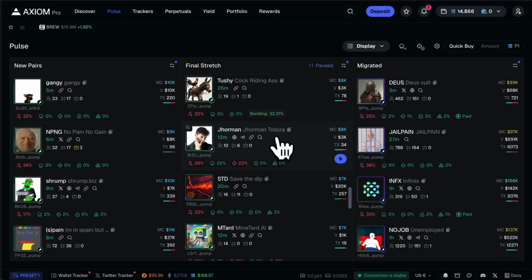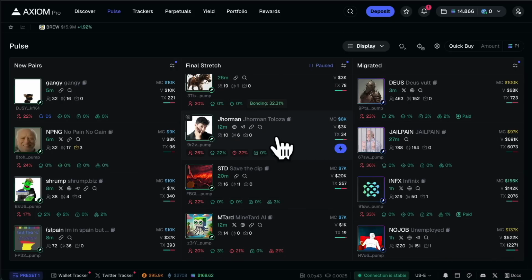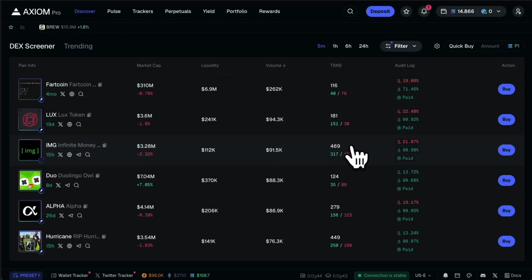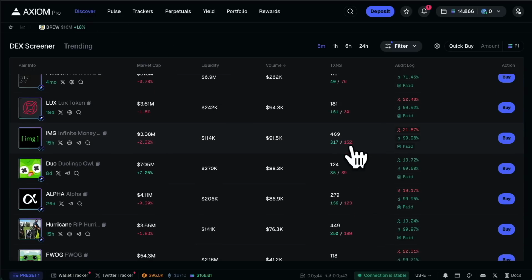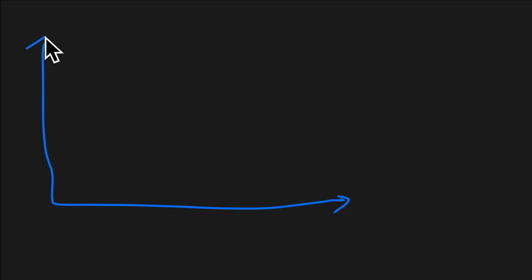So we talked about a pre-migration strategy, and this next strategy is a little bit different, and I'm going to show you exactly how it works. What we're going to do here is come to the Discover tab, and what we're looking for here are coins that have volume coming into them, and they could be slightly older coins. Let me show you exactly how this works.